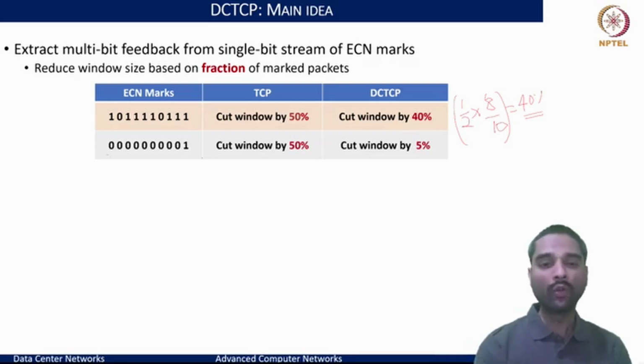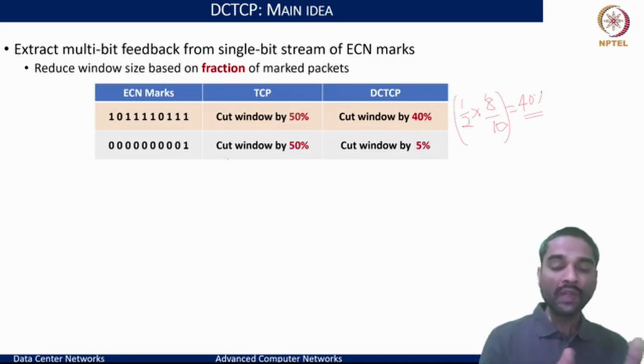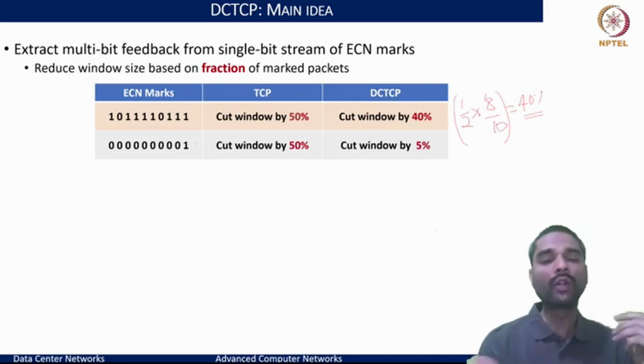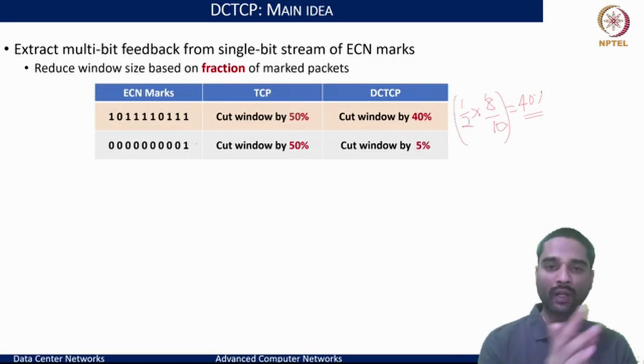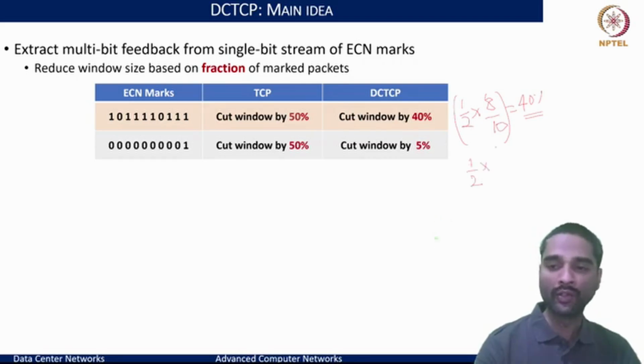And likewise, in the lower case, when we see that the congestion is really an indication of a microburst, which resulted in only one or two of the packets being marked as perceiving congestion at the router, I could again react in proportion to the number of packets that I transmit.